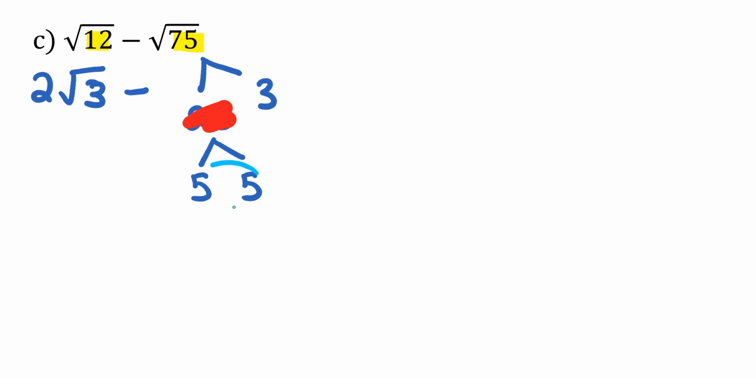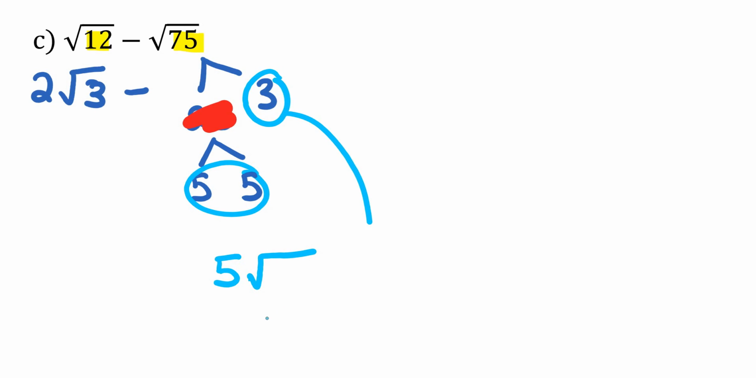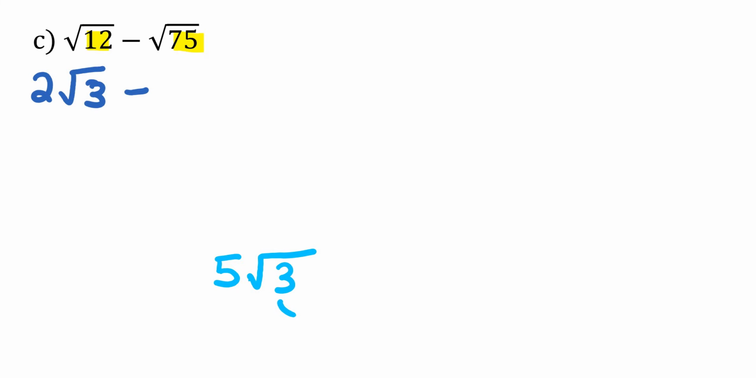And there's my pair right there. So pairs go on the outside. And my non-pairs, the numbers that don't have a partner, they go back on the inside. So that's going to be 5 root 3. So root 75 is going to be 5 root 3. Let me erase this and write this down as 5 root 3.